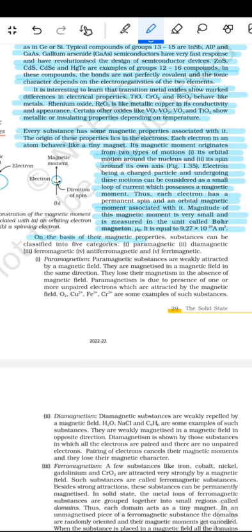On the basis of their magnetic properties, substances can be classified into 5 categories: paramagnetic, diamagnetic, ferromagnetic, antiferromagnetic and ferrimagnetic.